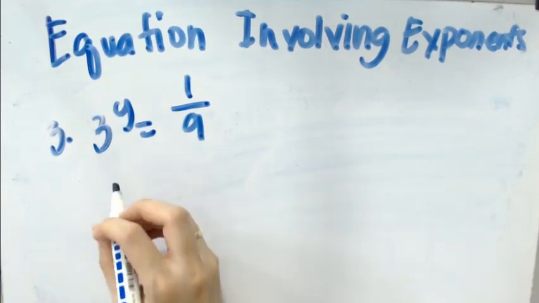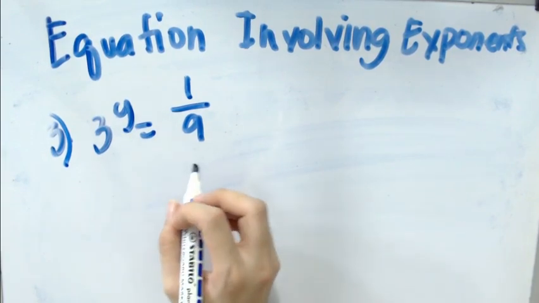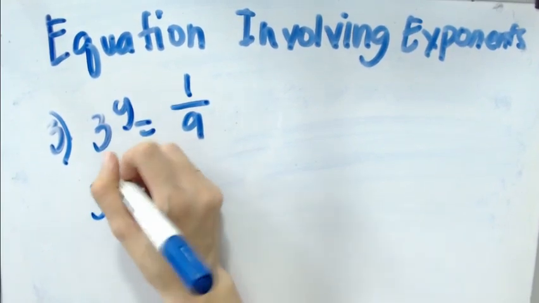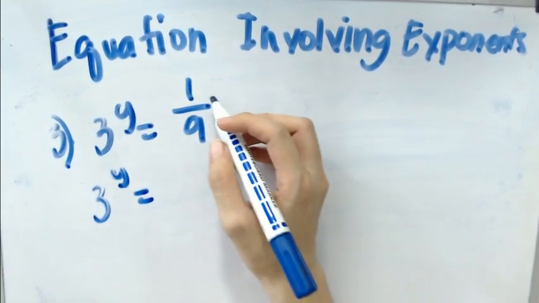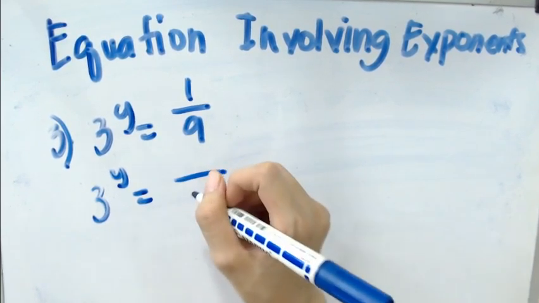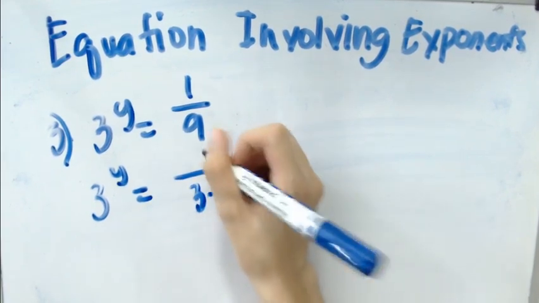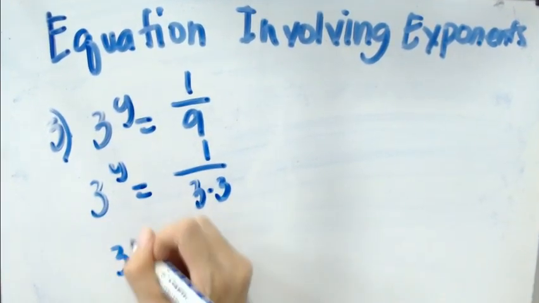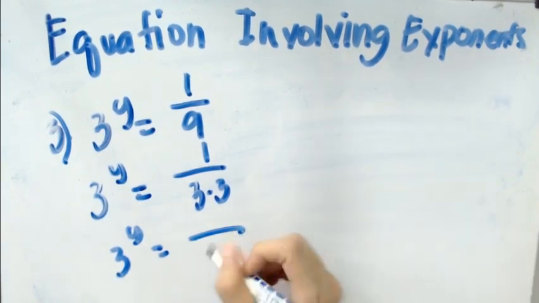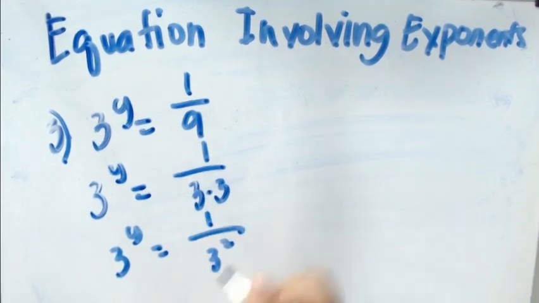Next example, we are going to deal with 3 raised to y is equal to 1 over 9. First, we rewrite the given, 3 raised to y is equal to 1 over 9. And then we factor 9 such that it must be the same base as 3. We have here 3 times 3, and then we rewrite it as an exponent, 1 over 3 raised to 2.